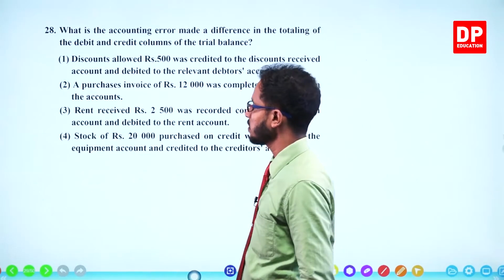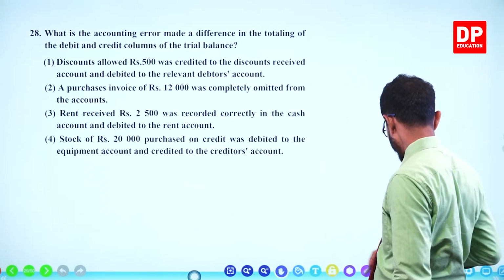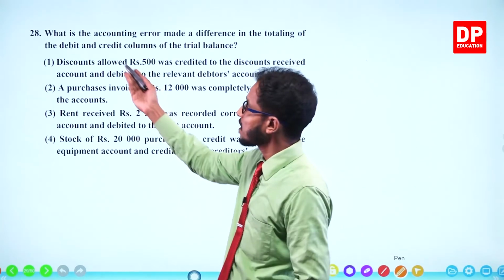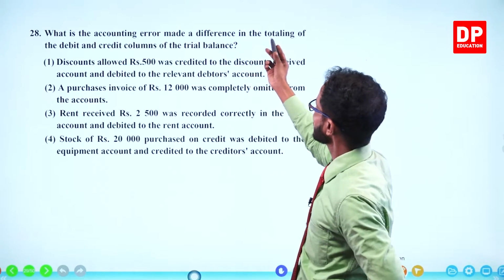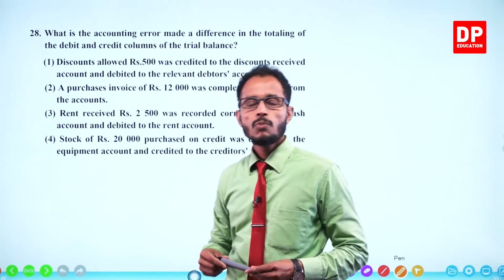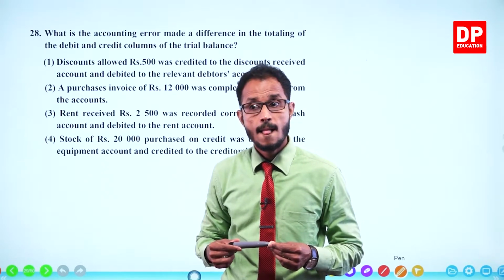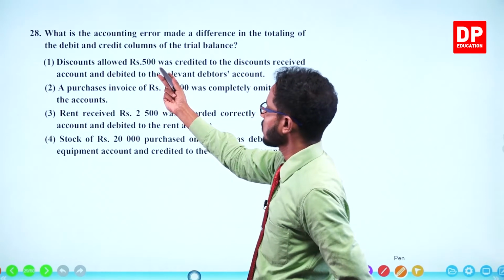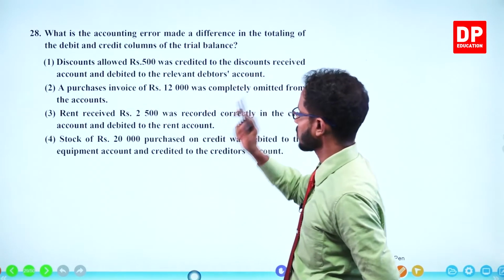Next, 28, and 2 more left. We're doing 30 questions. Okay, this is the 28th. What is the accounting error which made a difference in the totaling of the debit and credit columns of the trial balance? They're asking for the error which affects the trial balance. Discounts allowed 500 was credited to the discounts received account and debited to the relevant debtors account.